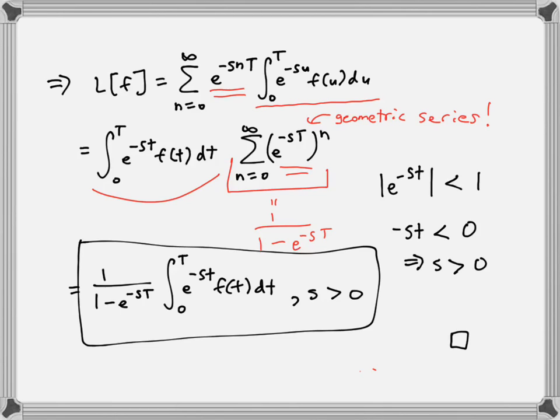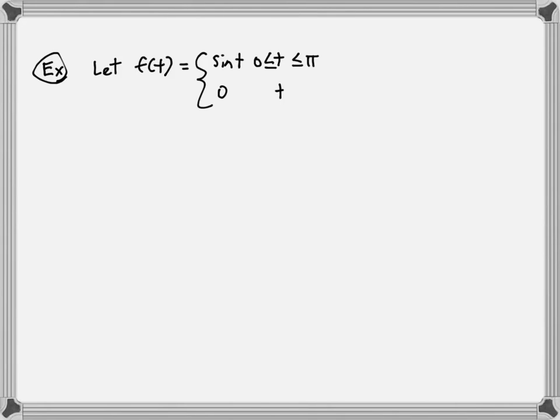Very, very cool principle. So I would like to do an example. I want us to let f of t be the following function: sine of t when t is between 0 and pi, and 0 when t is between pi and 2 pi.